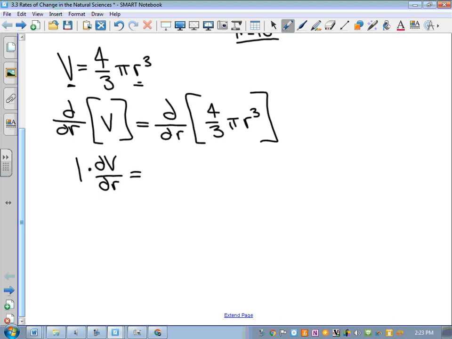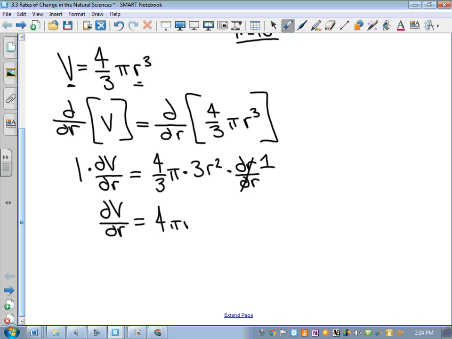On the right-hand side, I'm going to bring that 4/3 pi, the constant, out front, and then multiply by the derivative of r cubed, which is 3r squared, times the rate of change of radius with respect to the radius. We talked about this so much in chapter 2 that this is 1, so we don't need to write it. When we clean up the right-hand side, dV/dr is equal to 4/3 pi times 3r squared, which is 4 pi r squared.